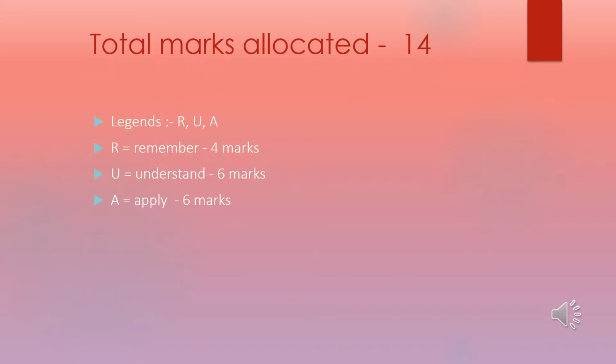Total marks allocated for this chapter are 14. The legends R, U, and A. R is remember what you are studying so that you can write the answers. U is understand the concepts which you are studying so that you can write your answers properly. A is apply your remembrance and understanding of your concepts for the theory as well as your practical.